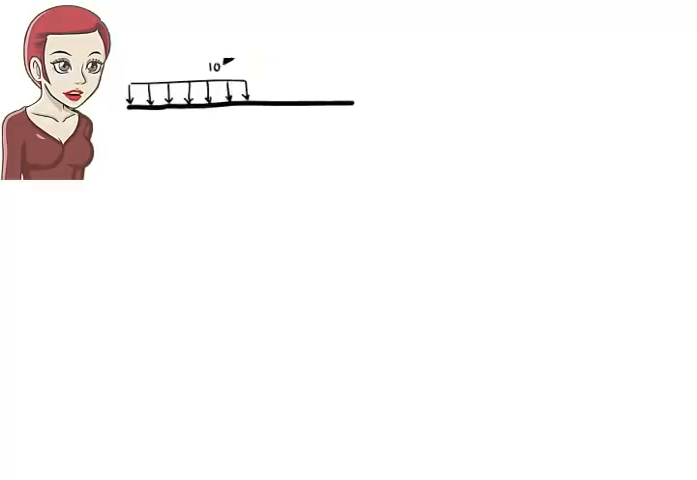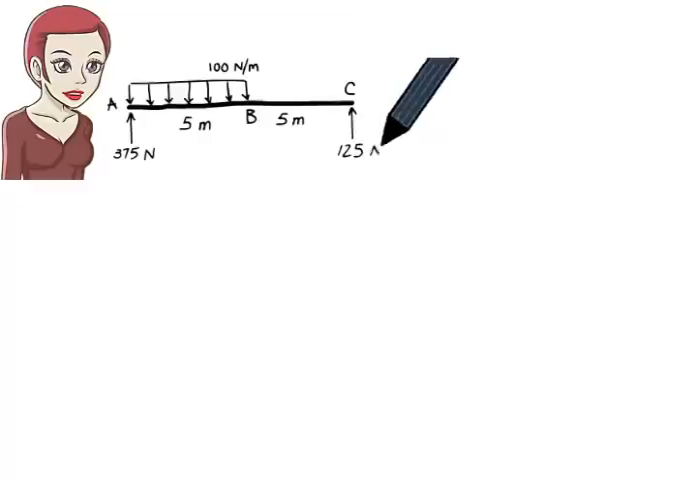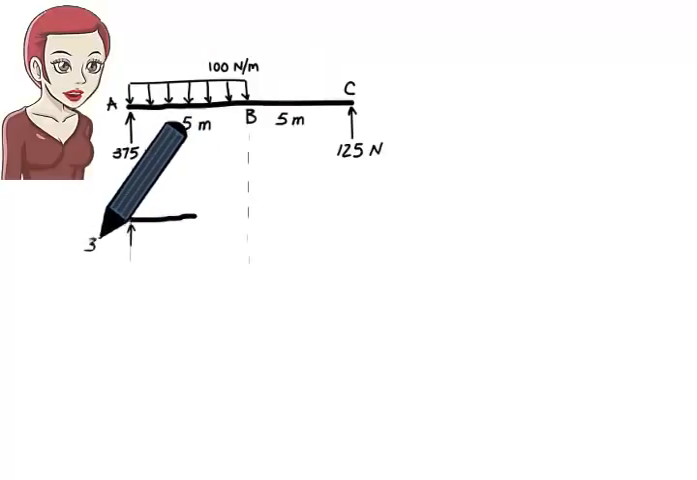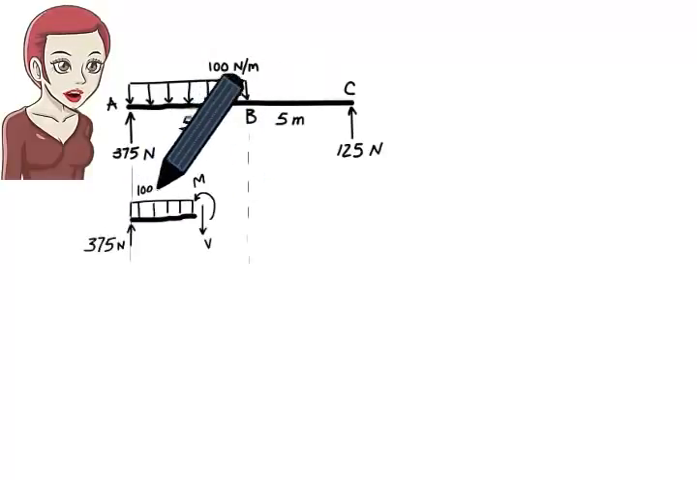Step 2. Determine the required number of shear and moment equations. Just like the previous example, here the load divides the beam into two segments, AB and BC. Therefore, we need two sets of equations, a pair of shear and moment equations for segment AB and another pair of equations for segment BC. Step 3. Cut the beam in each segment and draw the free body diagram of the left part of the beam.